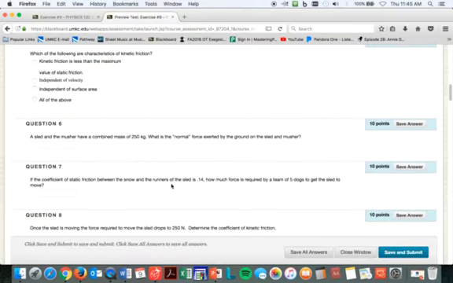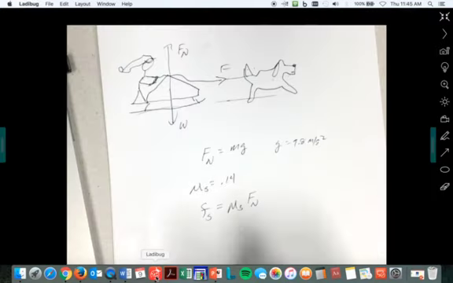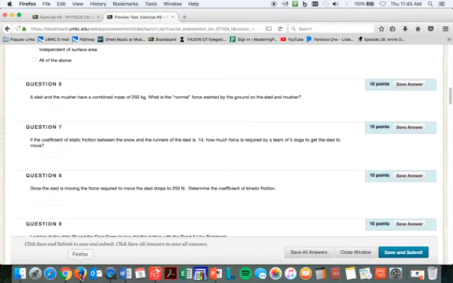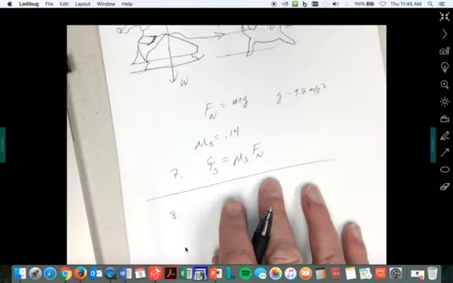Okay, once the sled is moving, the force required to move the sled drops to 250 newtons. So you determine the coefficient of kinetic friction. All right, so let's do that real quick. What problem number is that? This is problem 8. This is problem 7. Oh, sorry. So this is problem 7 up here. And this is problem 8.